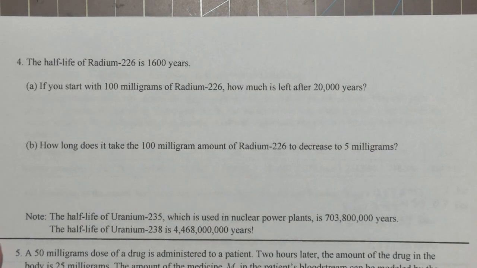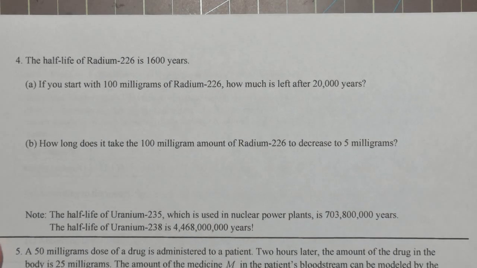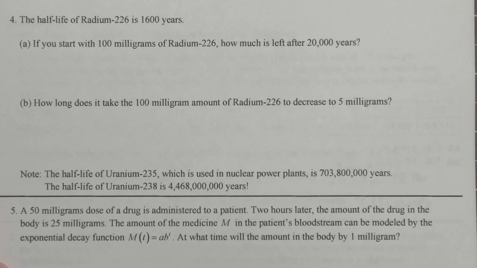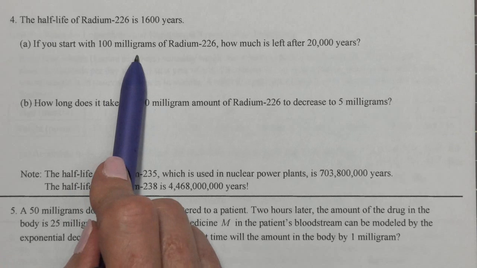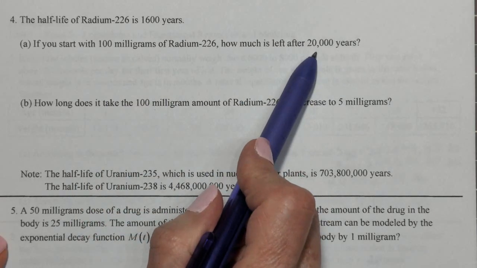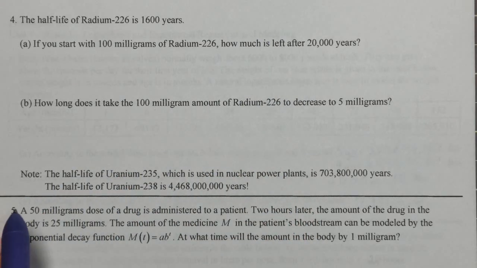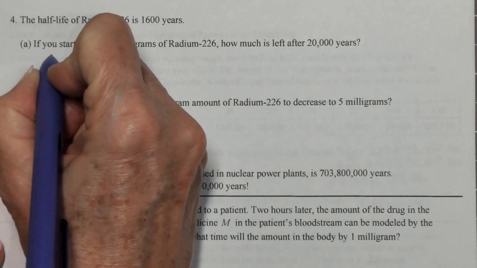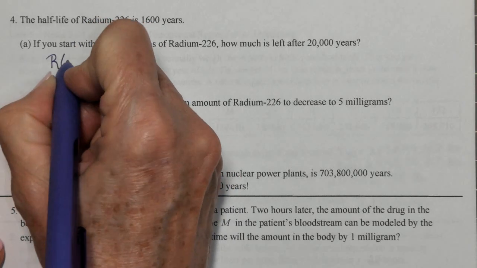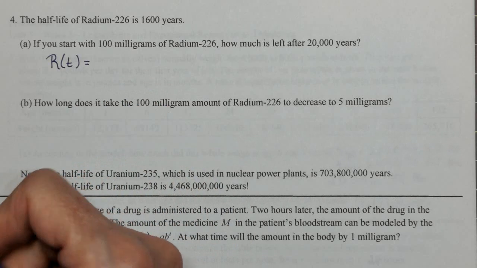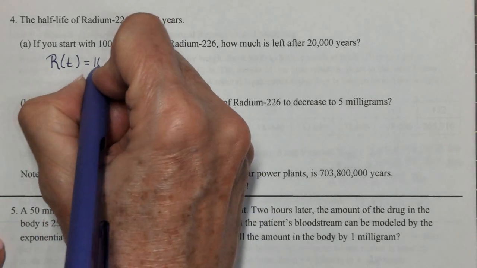Okay, let's look at another one. The half-life of radium-226 is 1600 years. If you start out with 100 milligrams of radium-226, how much is left after 20,000 years? Okay, let's first write our equation for this. It's a half-life one. So, I think I might call this R for radium. Okay, your initial amount was 100 milligrams.